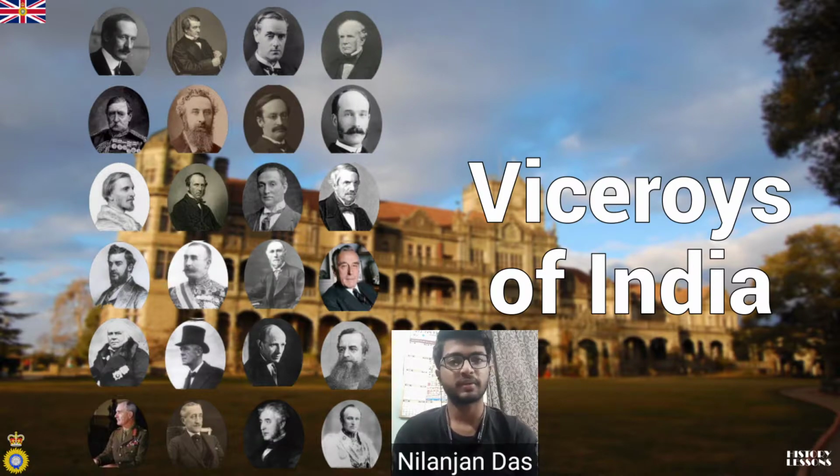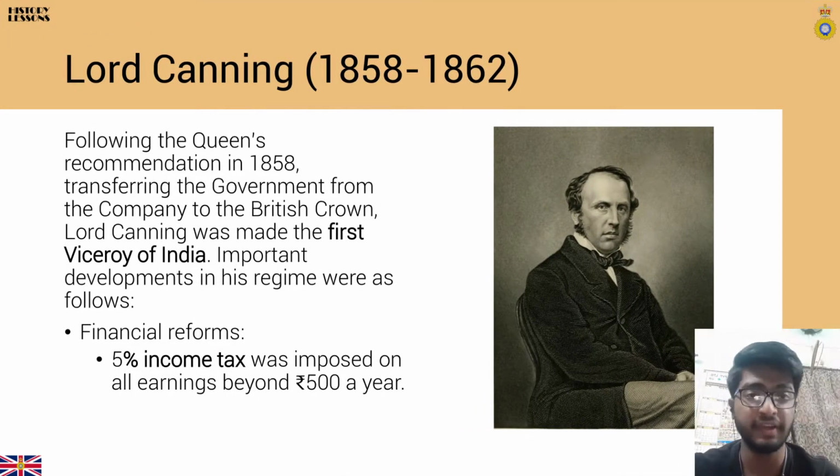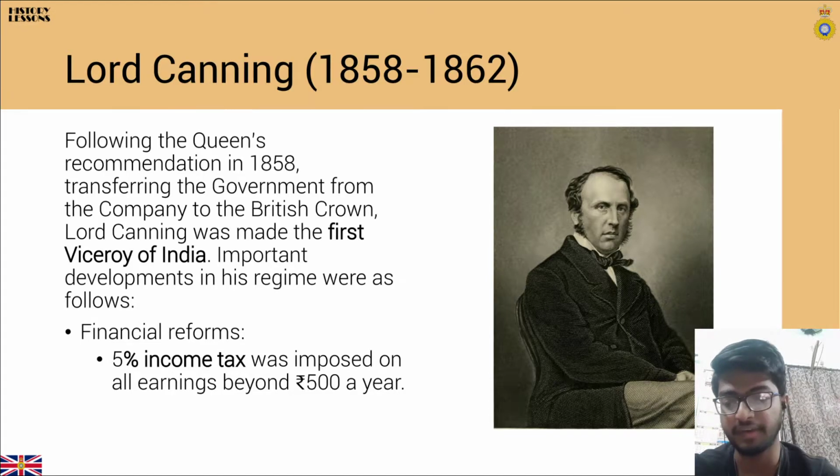Today I'm going to teach about the Viceroys of India. So let's start. The first Viceroy of India was Lord Canning, from 1858 to 62. Following the Queen's recommendation in 1858, transferring the government from the Company to the British Crown, Lord Canning was made the first Viceroy of India. His financial reforms were: a 5% income tax was imposed on earnings beyond 500 a year.